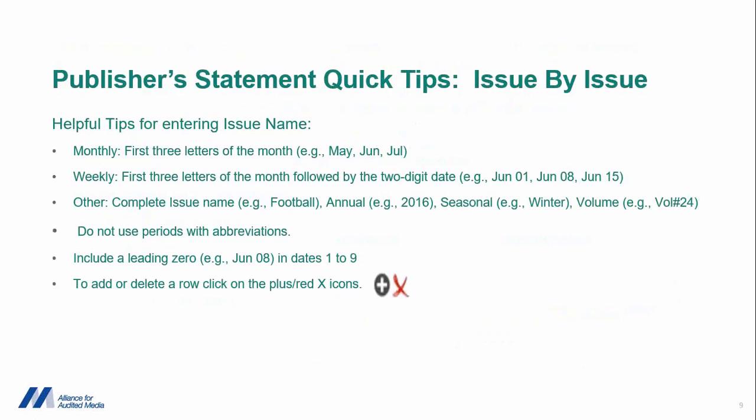Naming conventions for your issues in the filing tool. If you're a monthly publication, you're going to put in the first 3 letters of the month. If you're a weekly publication, it's going to be the first 3 letters of the month followed by the 2-digit date. So, for example, June would be JUN01 and then JUN08. Some of our titles have their issues as specific names for the issue. If that's the case, you want to put in the complete name of that issue. Also, no periods or abbreviations when you enter your information in for the naming of your issues.